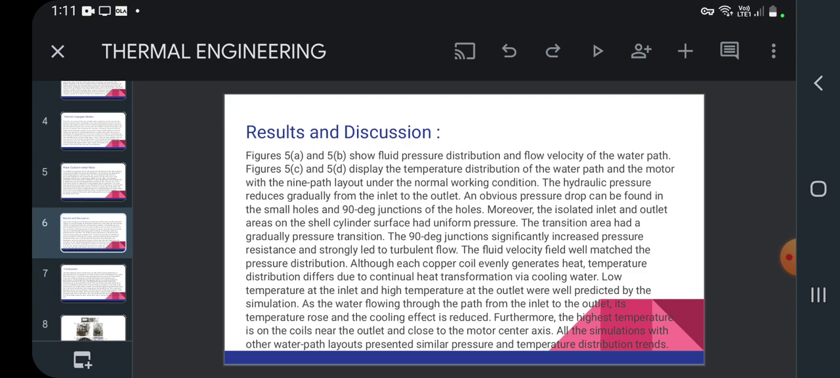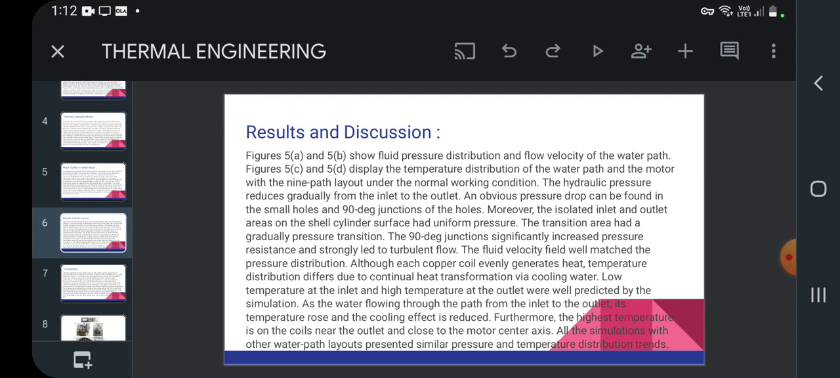Moreover, the isolated inlet and outlet areas on the shell cylinder surfaces had uniform pressure. The transition area had a gradual pressure transition. The 90 degree junction significantly increased the pressure resistance and strongly led to turbulent flow. The fluid velocity field well matched the pressure distribution. Along the way, each copper coil evenly generates heat, and the temperature distribution differs due to the continual heat transmission by cooling water.